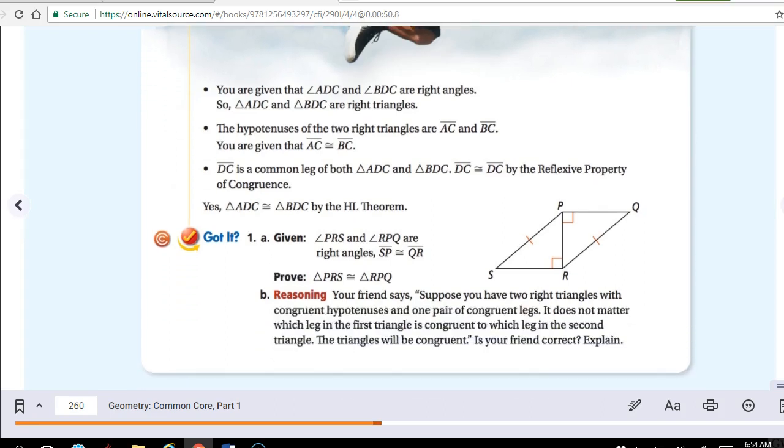All right. Now, let's look quickly at this particular picture here. We know that angle PRS and angle RPQ are right angles, and they've got those marked accordingly here. We also know that SP is congruent to QR, which is also noted with the little tick marks there. So that's congruent to that. And we're going to try to prove that these two triangles are congruent to each other.